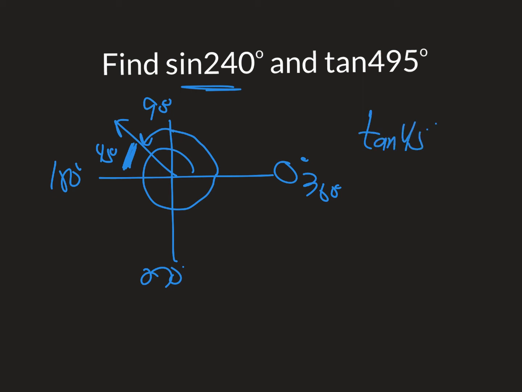That's one we know. It's just one. Now, because it's quadrant 2, and tangent is y over x, in quadrant 2, y is positive, x is negative. So if I do positive divided by negative, that's negative. So tangent of 495 is negative 1. That's the value.